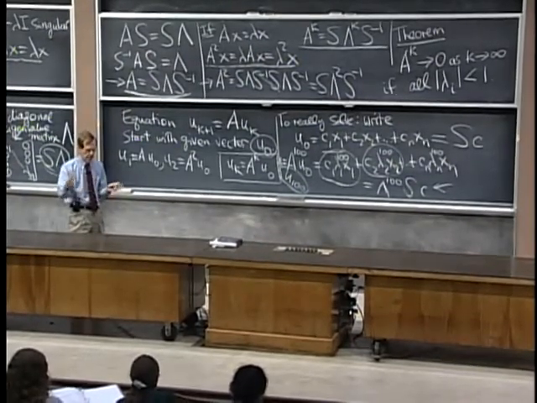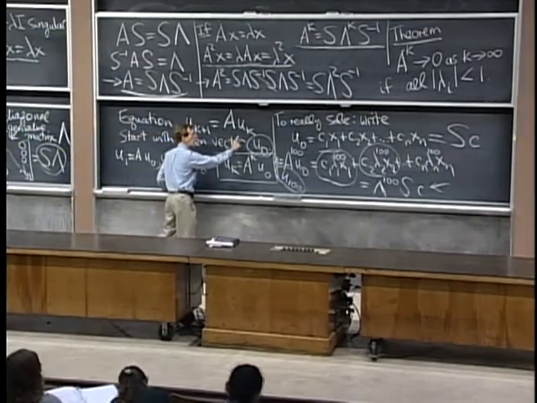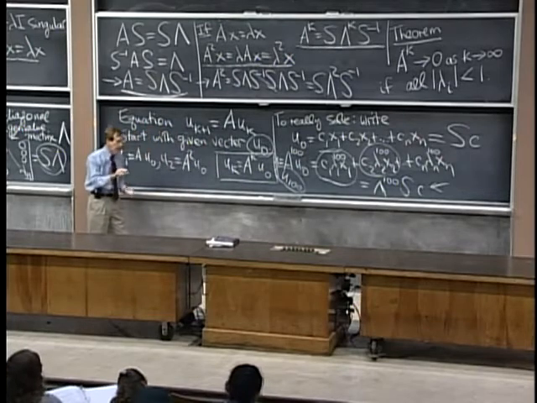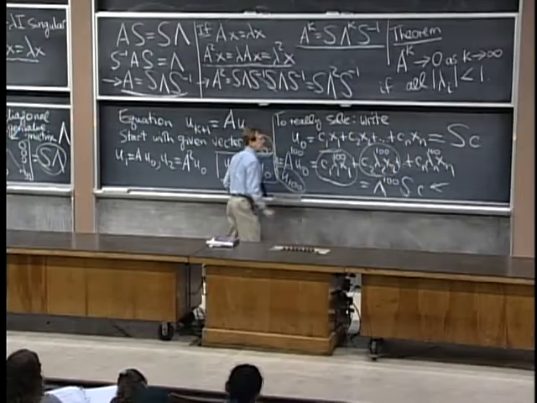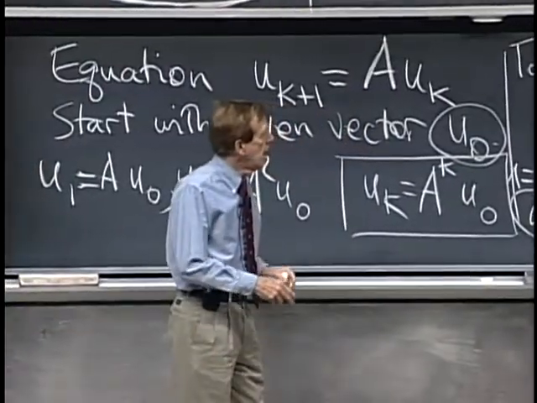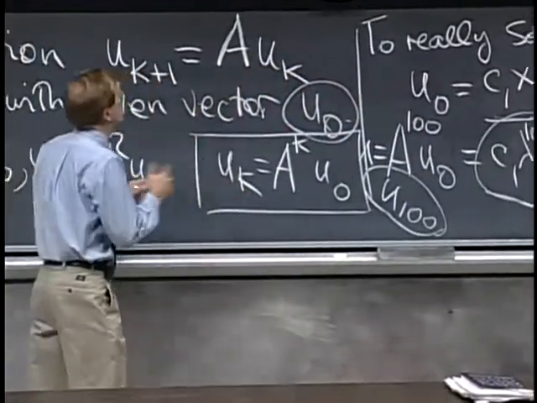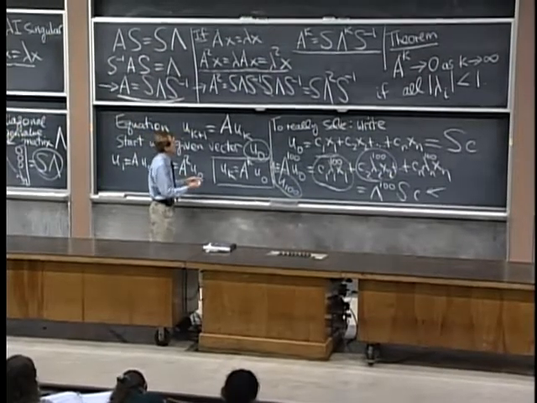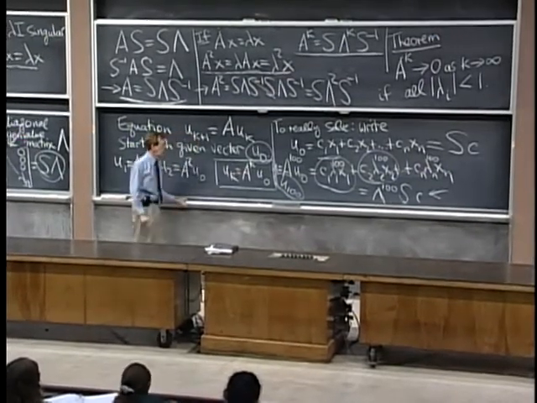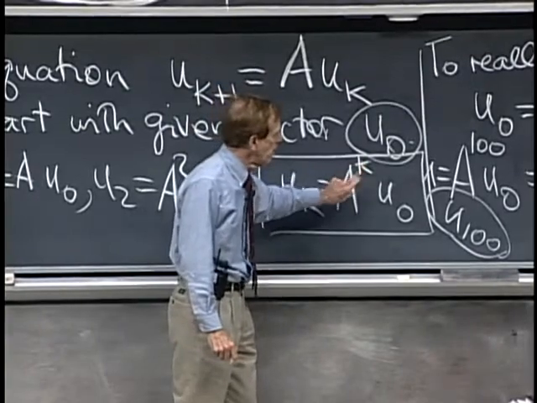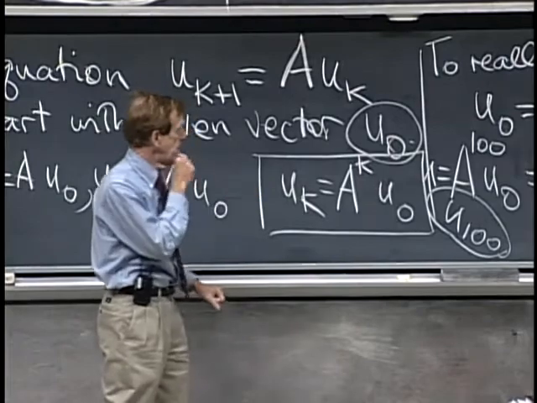Is the solution blowing up? Is it going to 0? What's it doing? And then, to find out exactly a formula, you have to take your u0 and write it as a combination of eigenvectors, and then follow each eigenvector separately. And that's really what the formula for A to the K is doing. So remember that the formula for A to the K is S lambda to the K S inverse.